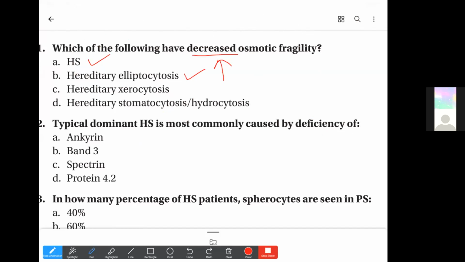And then there is this form of hereditary xerocytosis, and now we have this hereditary stomatocytosis. These are actually different names for the forms of stomatocytosis. The stomatocytosis, which is the hydrocytosis form, this is the overhydrated type, will also cause an increase in osmotic fragility. So both of these, including the overhydrated form of stomatocytosis, cause an increase in osmotic fragility. The only thing that will cause a decrease in osmotic fragility is the hereditary xerocytosis, which is mentioned in different textbooks as being the dehydrated form.